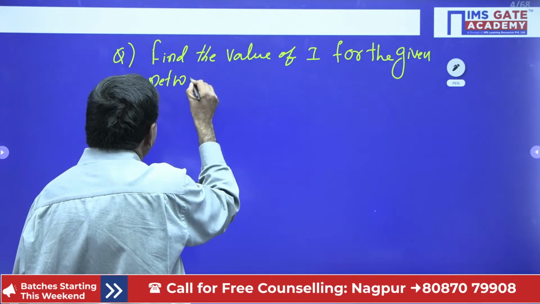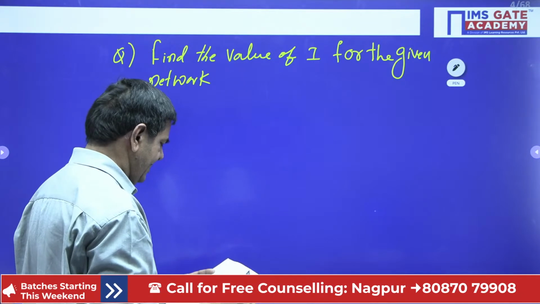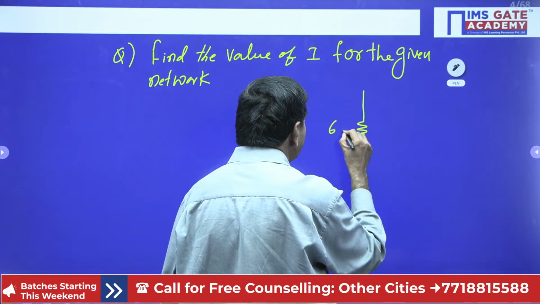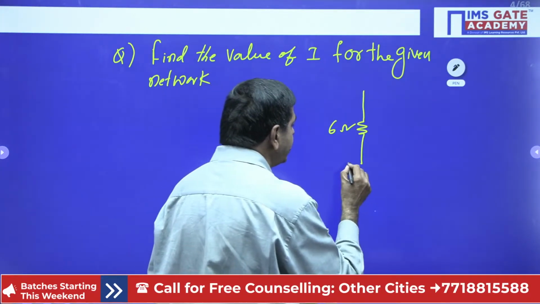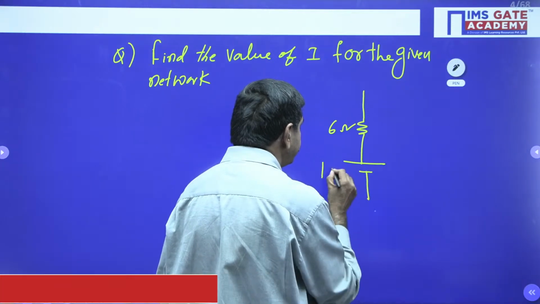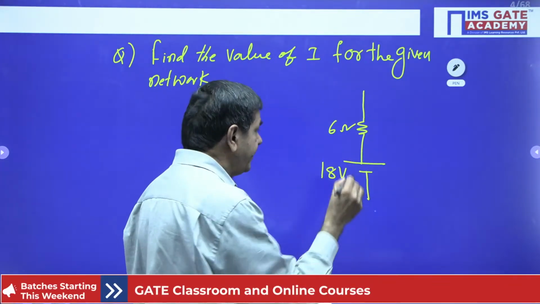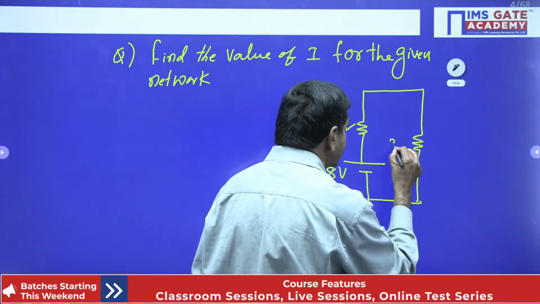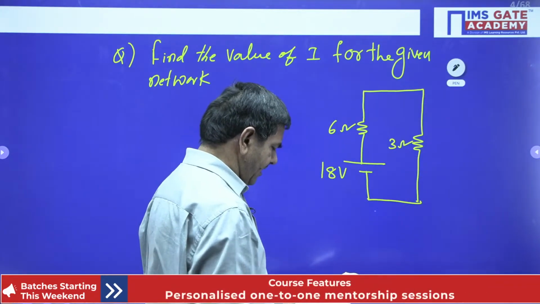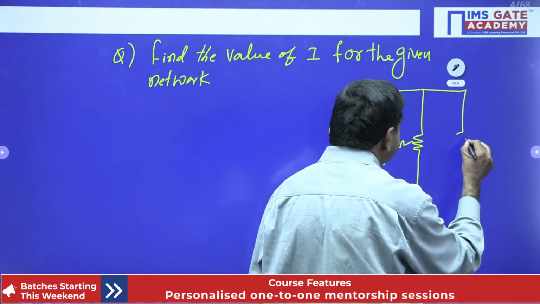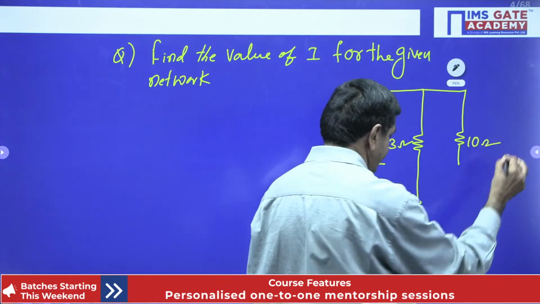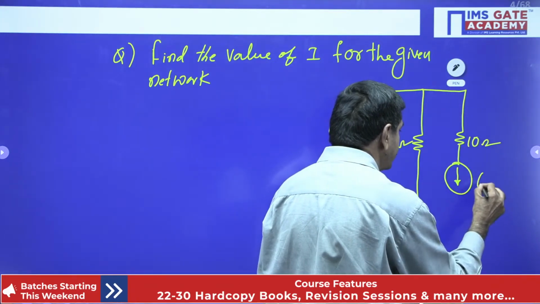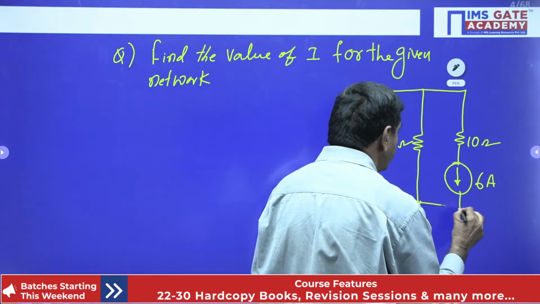The network is given like this. A 6 ohm resistor is connected with an 18 volts battery. And here it is connected with a 3 ohm resistor, and here one 10 ohm resistor is connected. Also a 6 ampere current source is connected. This is the given problem.